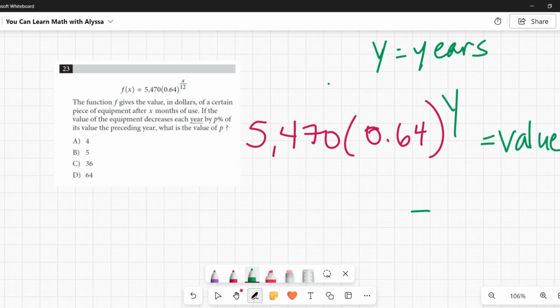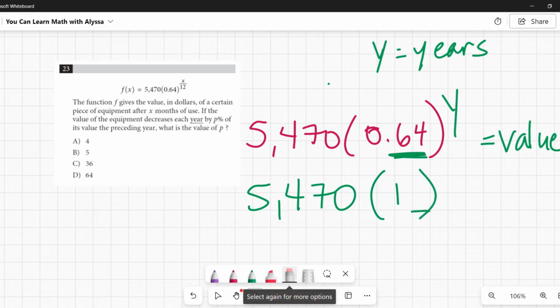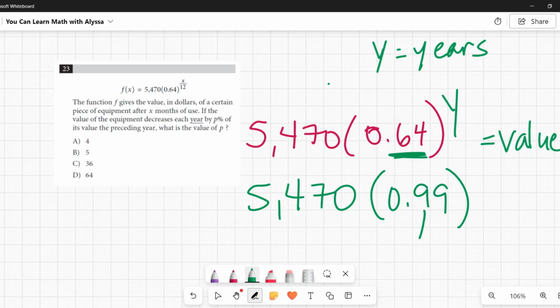But by what percent is it decreasing? Is it decreasing by 64%? No. If I multiply 5,470, if I multiplied it by 1, what would happen? I would just get 5,470, right? It wouldn't change. If I multiplied it by 0.99, I would get a number that is 99% of that 5,470, meaning it had decreased by 1%. If this were 0.98, I'd get a number that was 98% of this. So my result would be this number decreased by 2%, and so on.